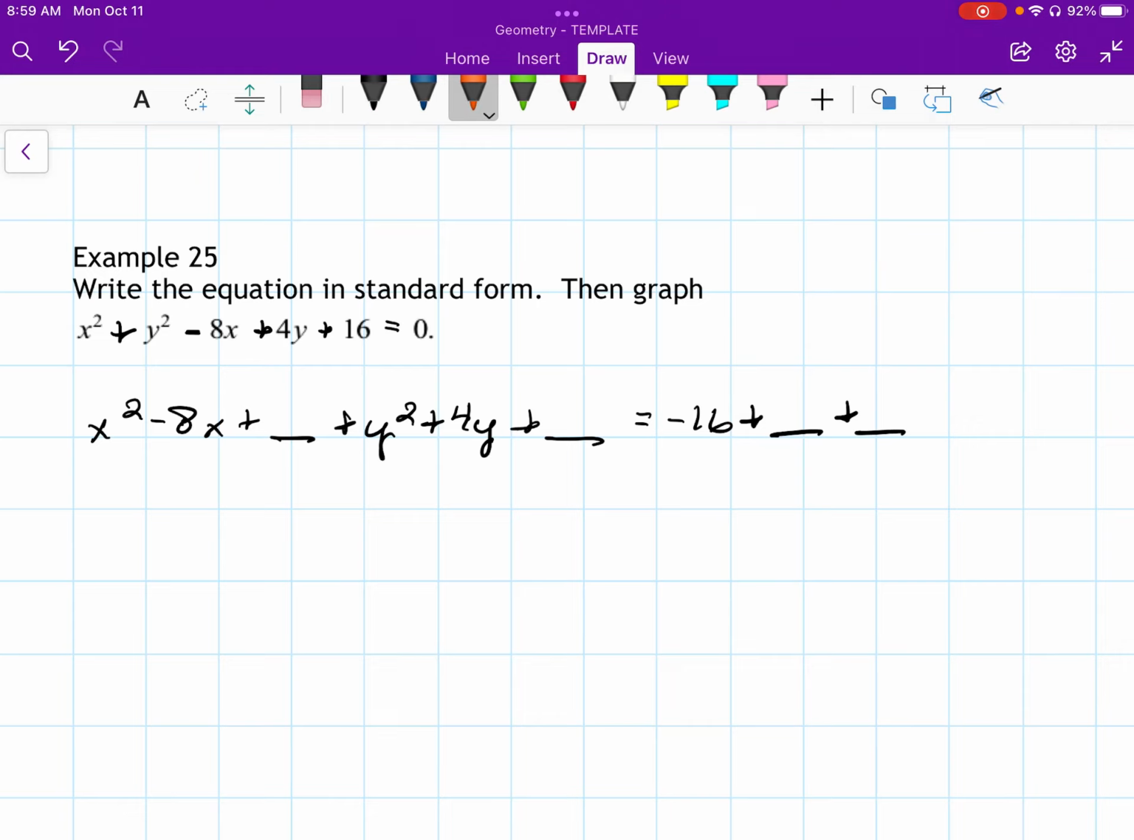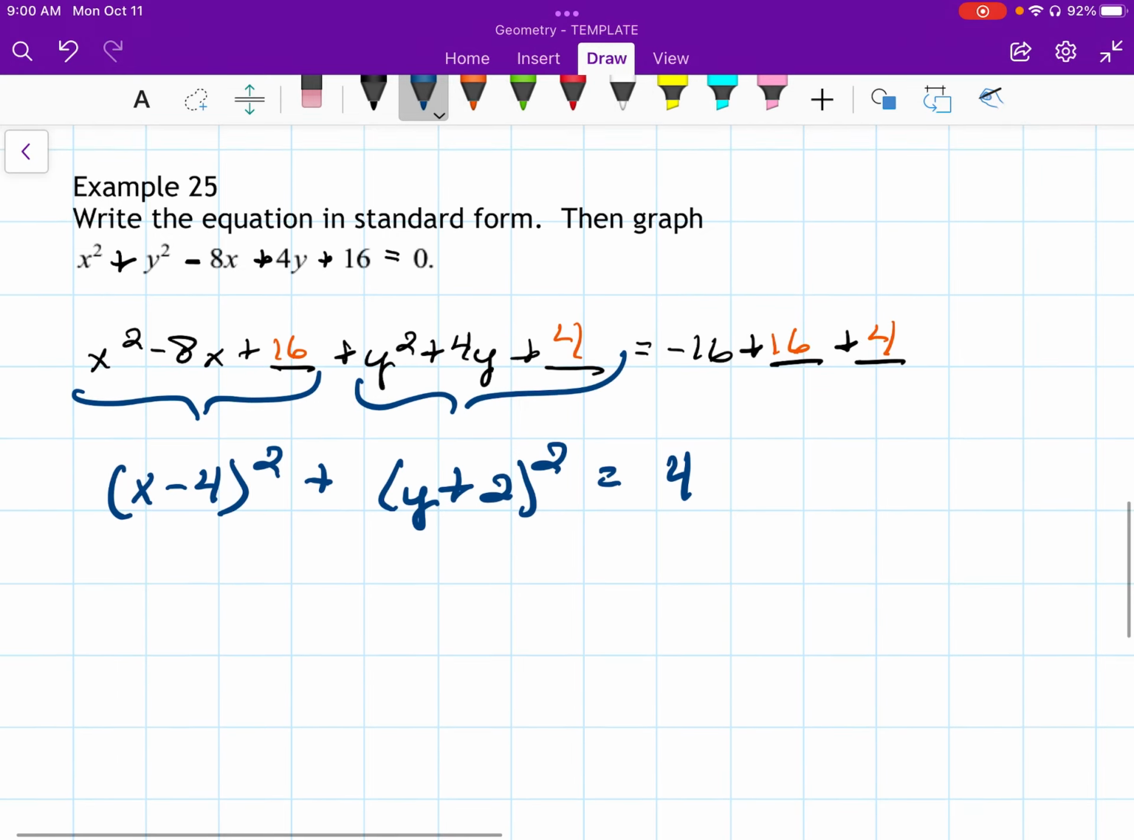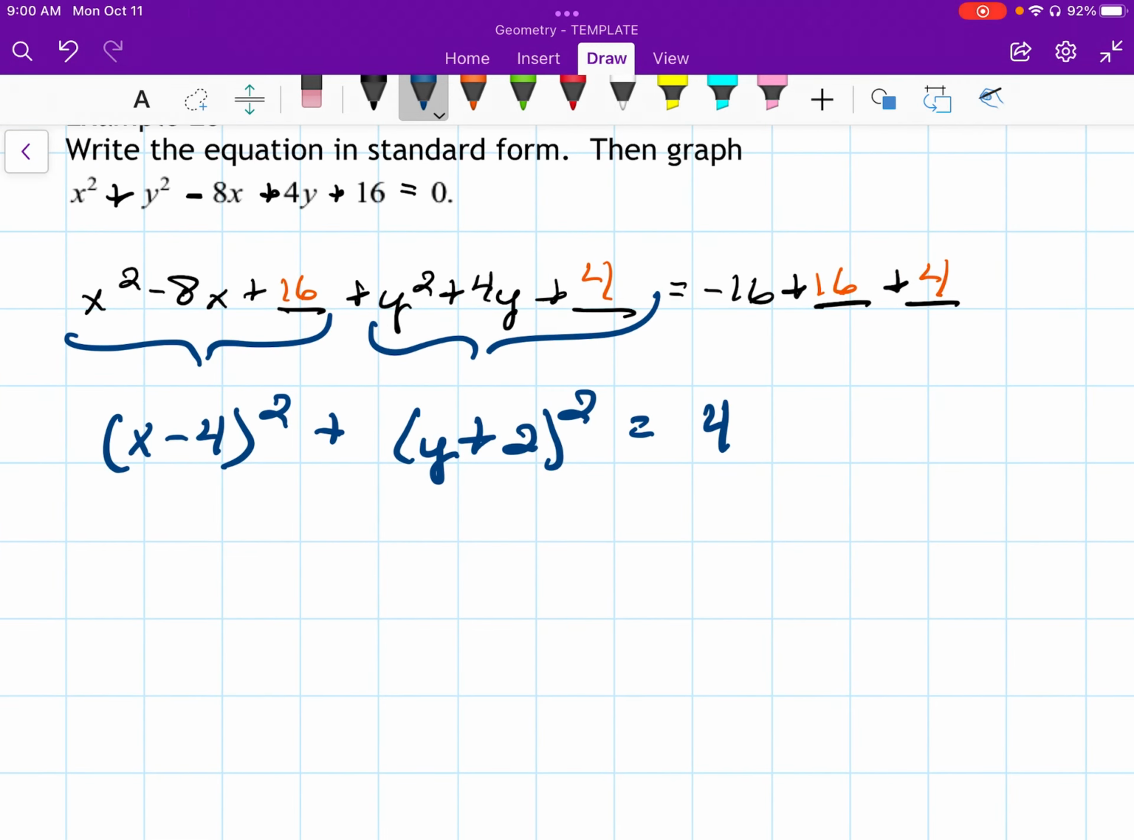In my blanks, negative 8 divided by 2 is negative 4, squared is 16. 4 divided by 2 is 2, squared is 4. There we are. On the left side there, right here, we can factor. This would be x minus 4 squared. This would be y plus 2 squared equals 4. Right? Negative 16 plus 16 is 0, and then plus 4. So here my center will be 4, negative 2, and my radius will be 2, right? The square root of 4.